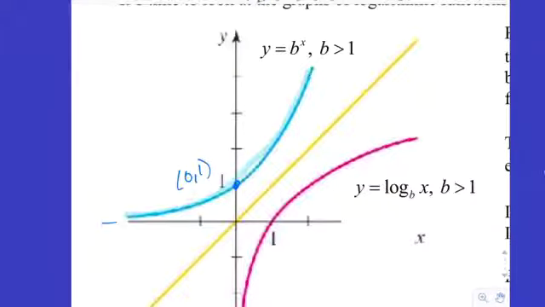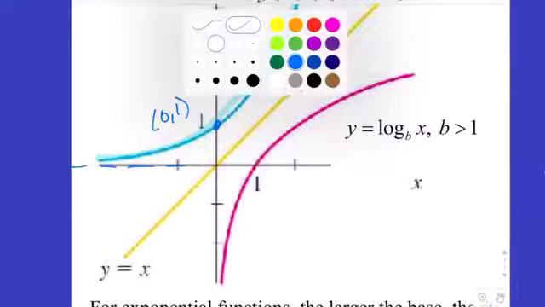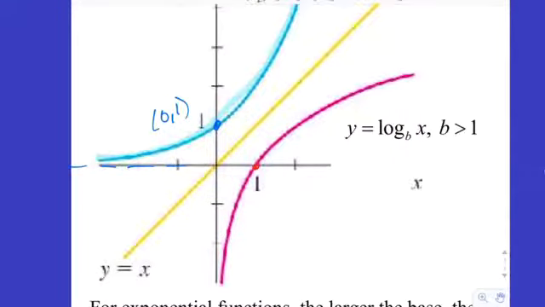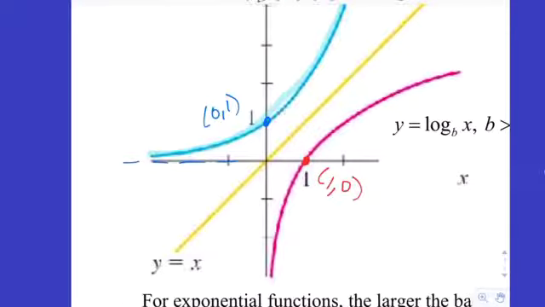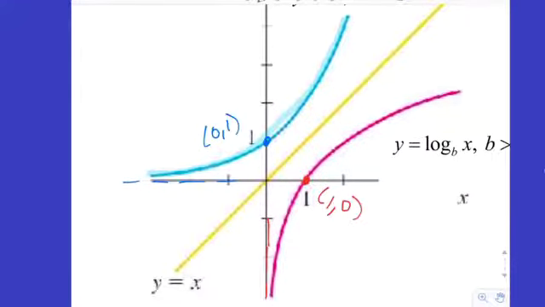It also has a horizontal asymptote on the y-axis. So if you took that graph and reflected it across the line y equals x, the point (0, 1) turns into the corresponding point (1, 0). The horizontal asymptote on the x-axis becomes the vertical asymptote on the y-axis.